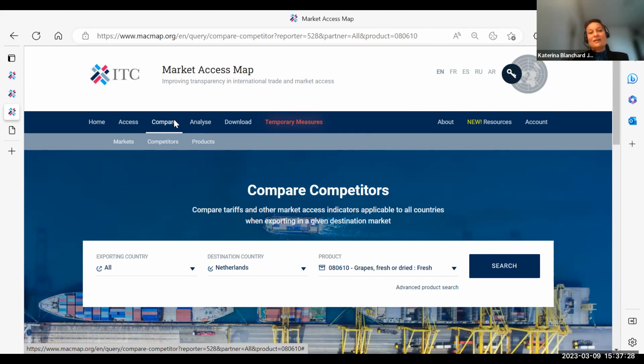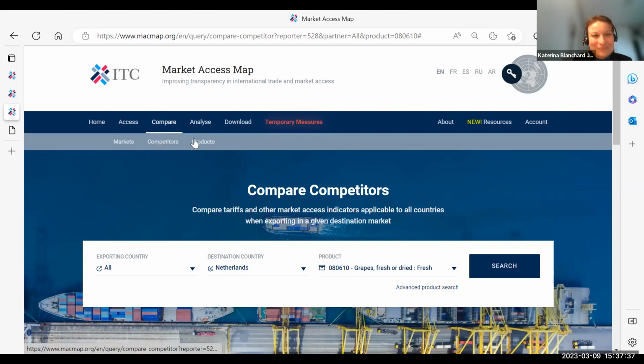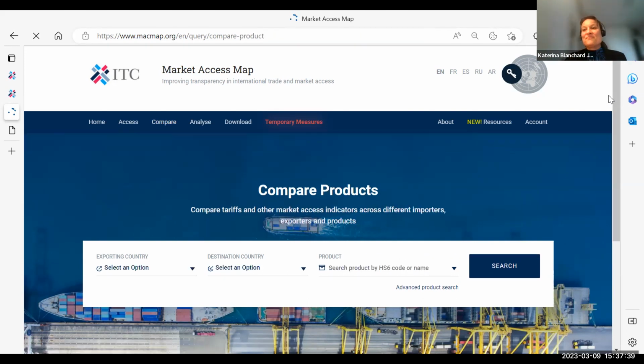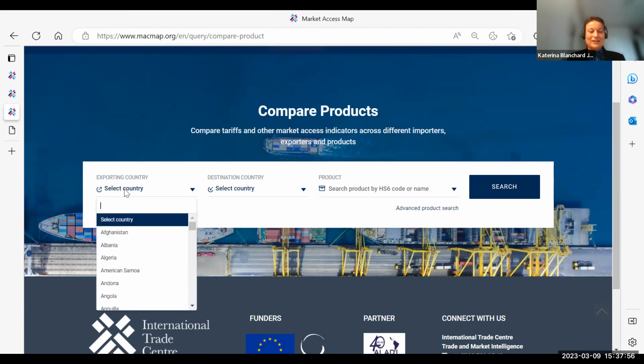Or we can analyze or compare products. That is another interesting feature. If I manage to click on products, it's not working. Yeah. Our producer from Peru can ask himself or herself a question. Okay, I'm exporting fresh grapes, but what if I exported dry grapes? Would that mean any difference? Would the market access conditions differ?